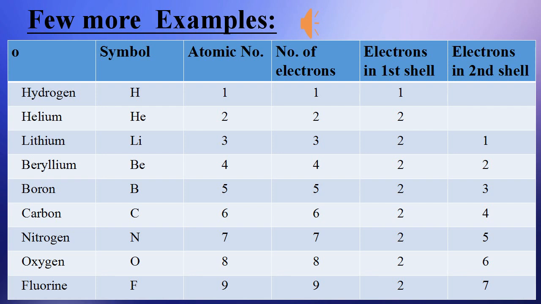The carbon atom has 6 electrons. 2 electrons are filled in the first shell and the remaining 4 electrons are filled in the second shell. The nitrogen atom has 7 electrons in it. 2 electrons are filled in the first shell and the remaining 5 electrons are filled in the second shell. The oxygen atom has 8 electrons around its nucleus. 2 electrons are filled in the first shell and the remaining 6 electrons are filled in the second shell. And the fluorine atom has 9 electrons in it. 2 electrons are filled in the first shell and the remaining 7 electrons are filled in the second shell.